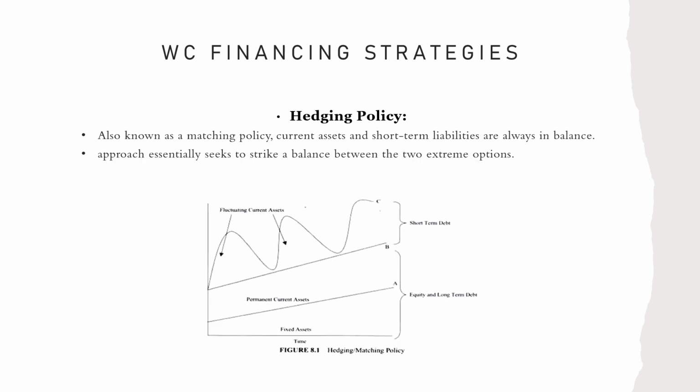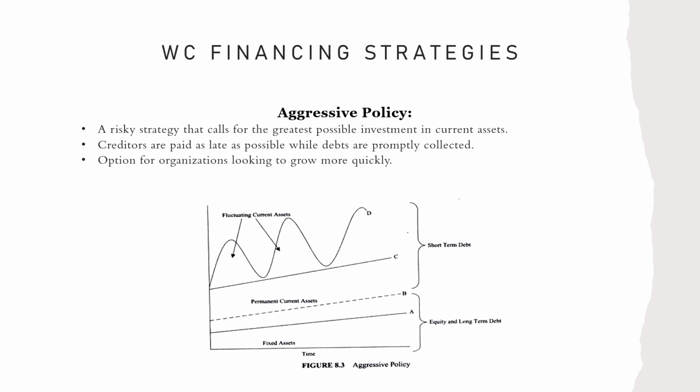Next, hedging policy. Hedging policy is also known as a matching policy. Current assets and short-term liabilities are always in balance. This approach essentially seeks to strike a balance between the two extreme options. Lastly, aggressive policy. Aggressive policy is a risky strategy that calls for the greatest possible investment in current assets. Creditors are paid as late as possible while debts are promptly collected. It is an option for organizations looking to grow more quickly.